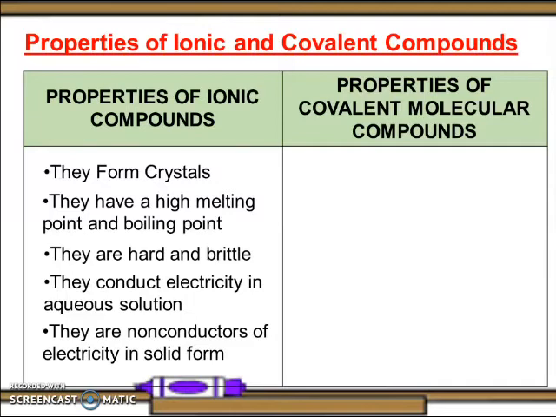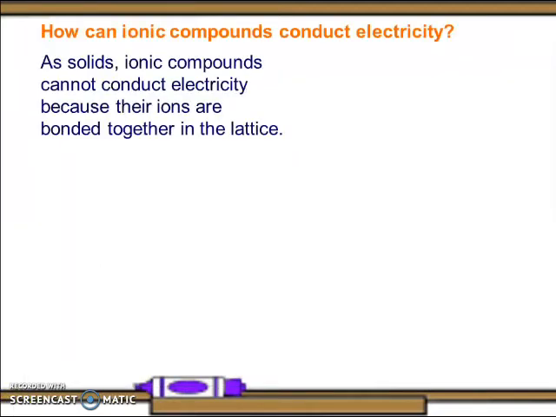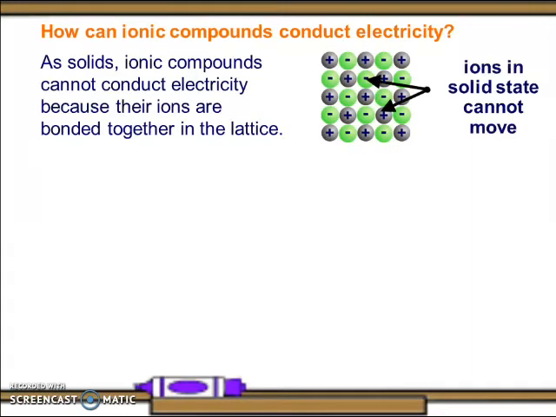Only ionic compounds in liquid or molten form or aqueous solutions are good electrical conductors. How can ionic compounds conduct electricity? As solids, ionic compounds cannot conduct electricity because their ions are bonded together in the lattice. Ions in solid state cannot move.